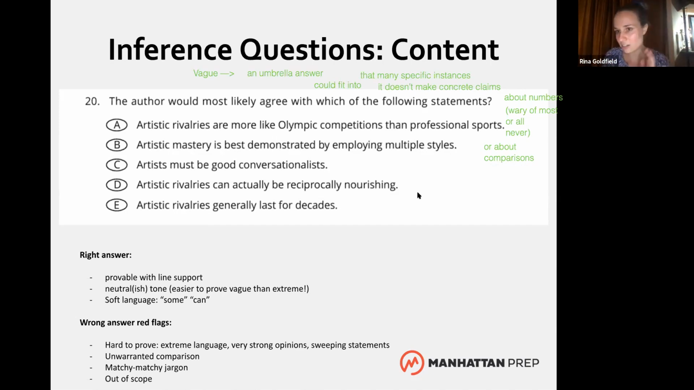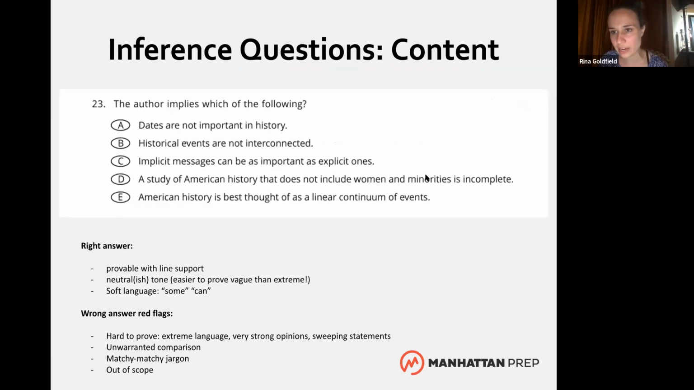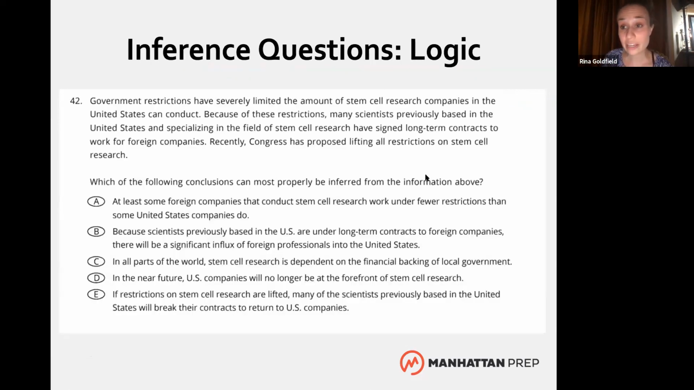So we want every single answer choice to be provable in the text itself. I want to make sure we have time to see a logic-based one, and I'll show this one to you guys with the passage in it. So then we can see how we apply what we can infer or not back to the passage. So here is the example.